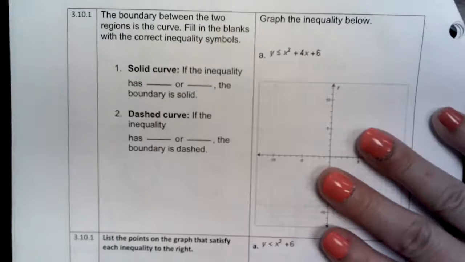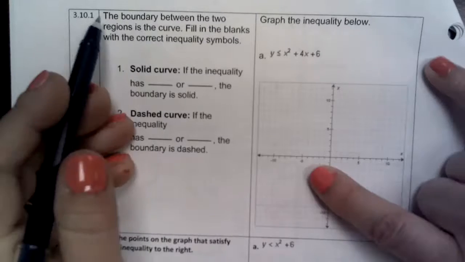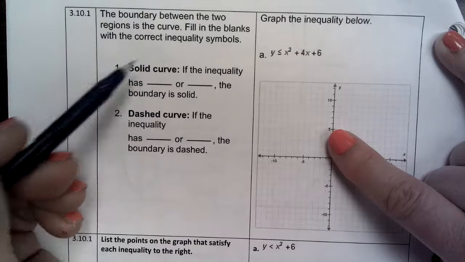Well, we're going to go ahead and take a look at 3.10 now also. So 3.10 talks about graphing inequalities. So the boundary between the 2 regions is the curve. Fill in the blanks with the correct inequality symbol.